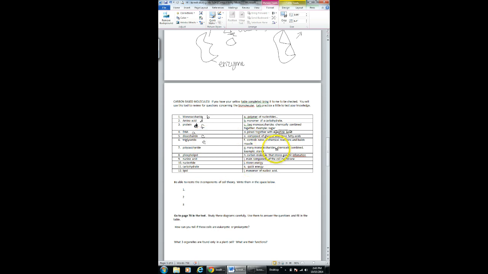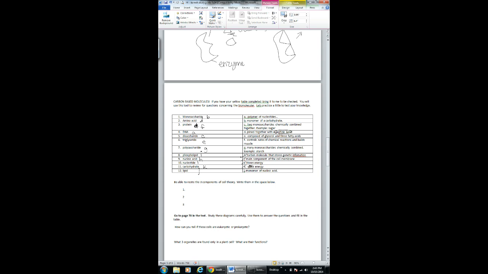Okay, and then many monosaccharides together, that's a polysaccharide. Carbon molecule that stores genetic information, it's going to be a nucleic acid. Main component of the cell membrane is phospholipid. Stores energy, that is a lipid. Quick energy, that's carbohydrate. And the monomer of a nucleic acid is a nucleotide.